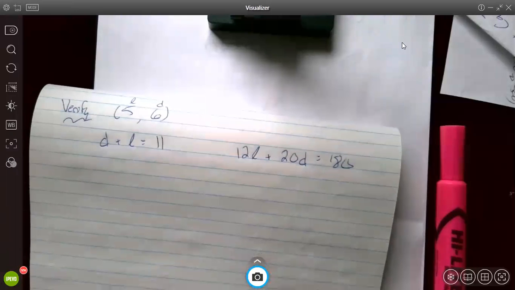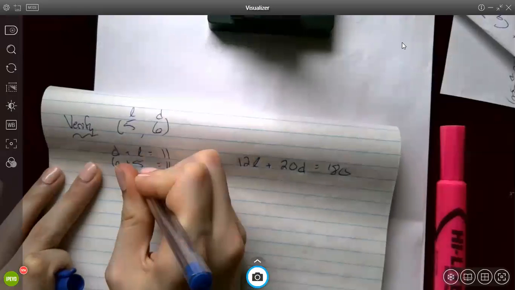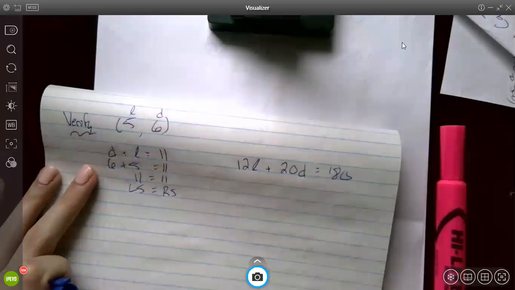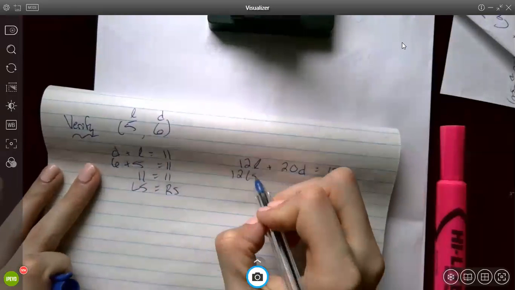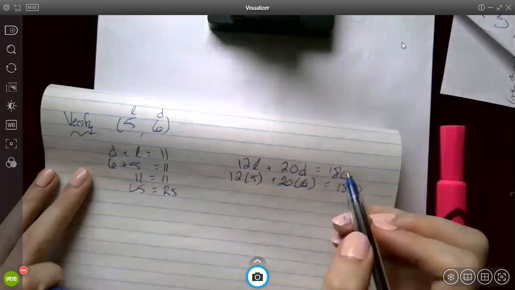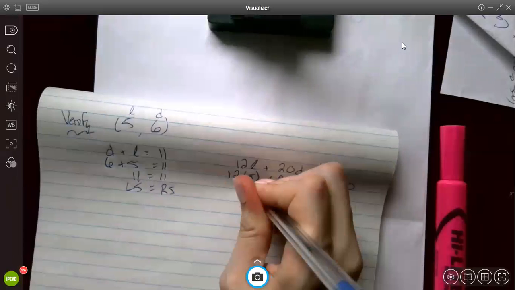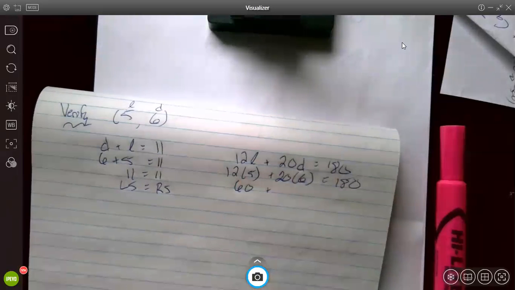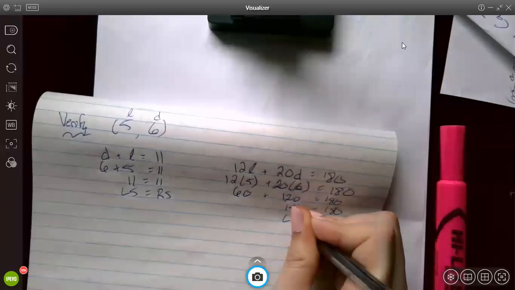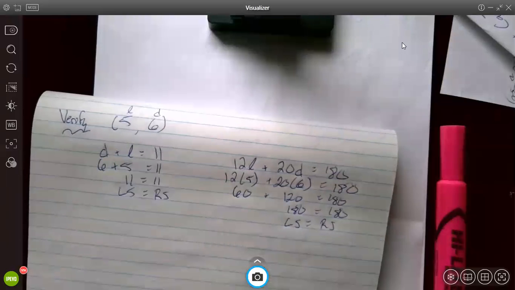So in this case, for the first equation, I just have to say that 6 plus 5 equals 11, 11 equals 11, left side equals right side. So the first equation is verified. For the second one, 12 times 5 plus 20 times 6 should be 180. So 12 times 5 is 60. 20 times 6 is 120. So 180 equals 180, left side equals right side. So we have verified with both equations that this is the correct answer.